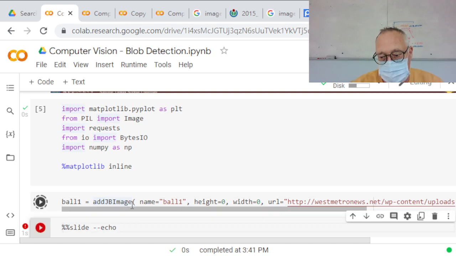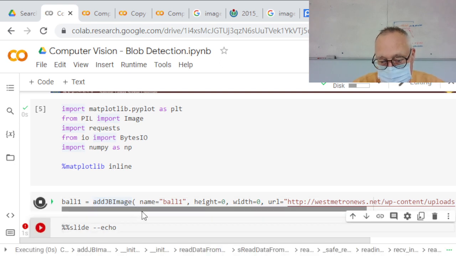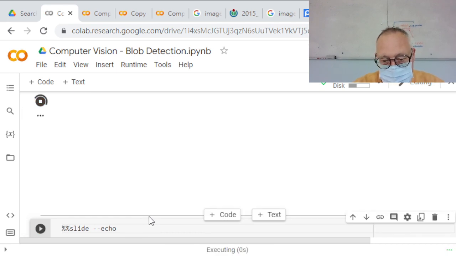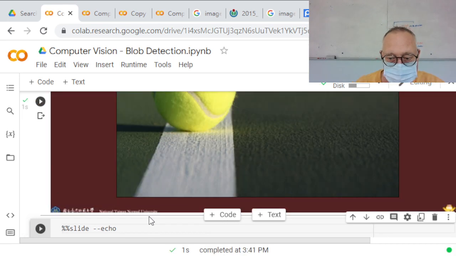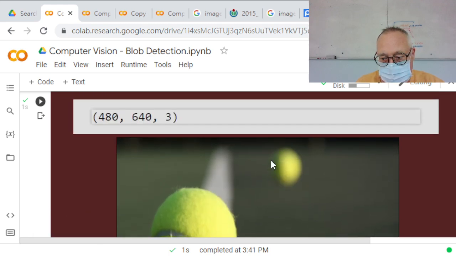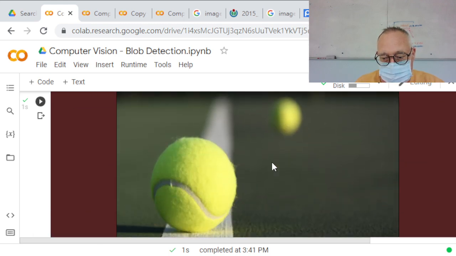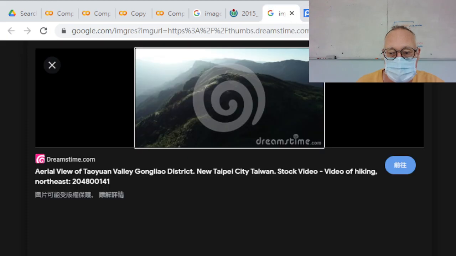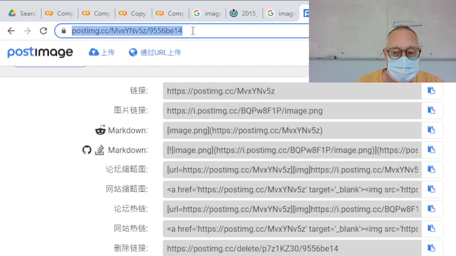So here we have an image of a ball. So now you should try and follow along. You can copy this particular notebook, but try and use your own image, something with a large pattern.